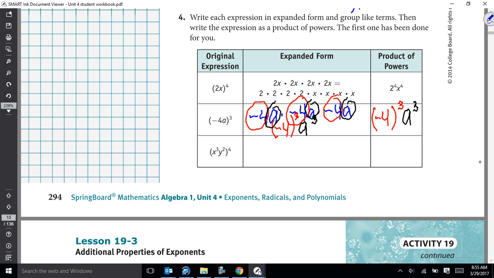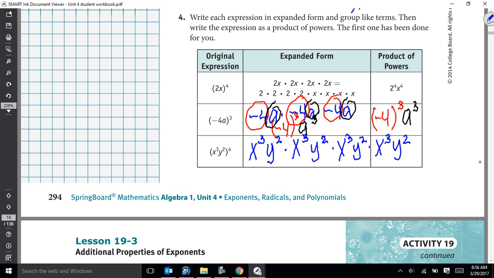Paul said we have x to the 3rd, y to the 2nd, 4 times. Does everybody agree, or do you have something different? What do you think? I agree. Okay, how are we going to agree? My friend told you. I agree too. So we have x cubed, y squared, and we're going to have that happen 4 times. All right, so we have 1, 2, 3, 4. So it's happening 4 times.